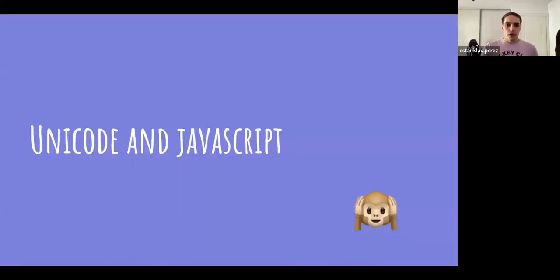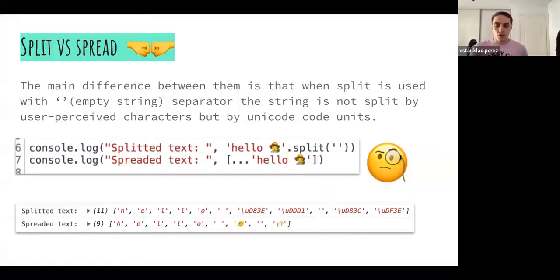So now let's talk a little about Unicode and JavaScript. As Valentin showed you today, when you apply the split method and the spread operator to a text, the results are different. But why are they different? Well, the main difference between them is that they use different iterators.